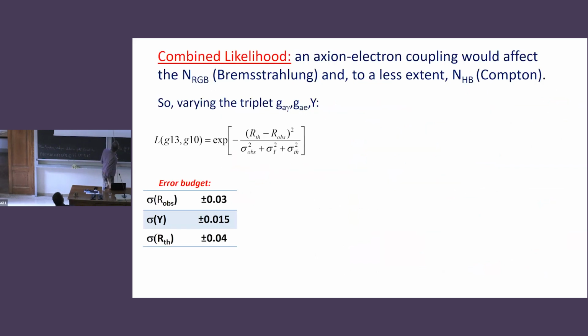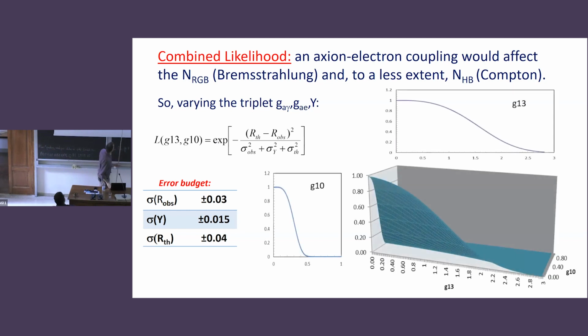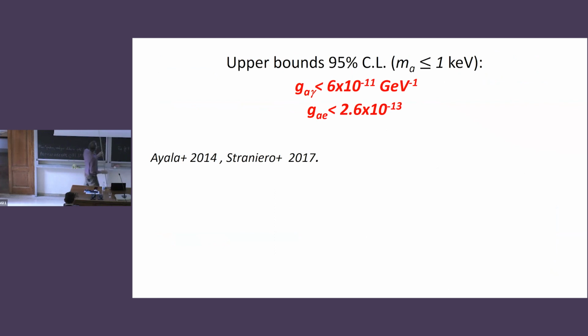What happens if we also consider the coupling with electrons? In that case, we have one parameter more to vary in our analysis, and this is the three-parameter likelihood that we get in this case. This introduces essentially an effect on the RGB, so on the denominator of the R parameter, the number of stars along the RGB, that is affected by Bremsstrahlung, as I told you before. And so this is the likelihood, and the result of this combined analysis is this one.